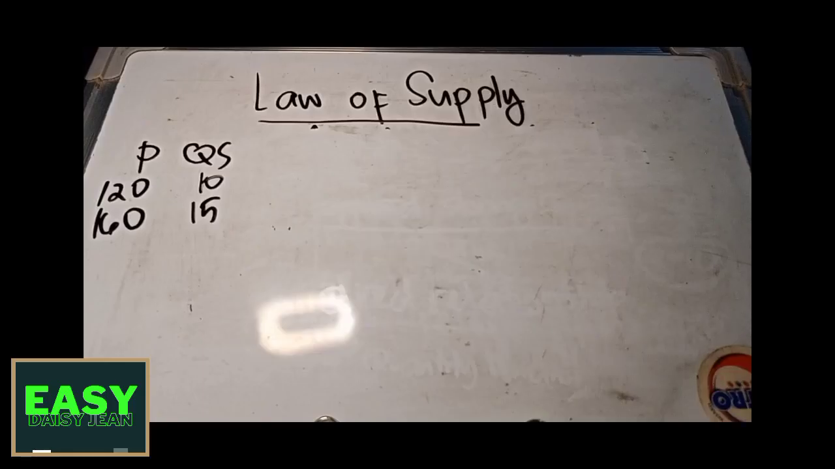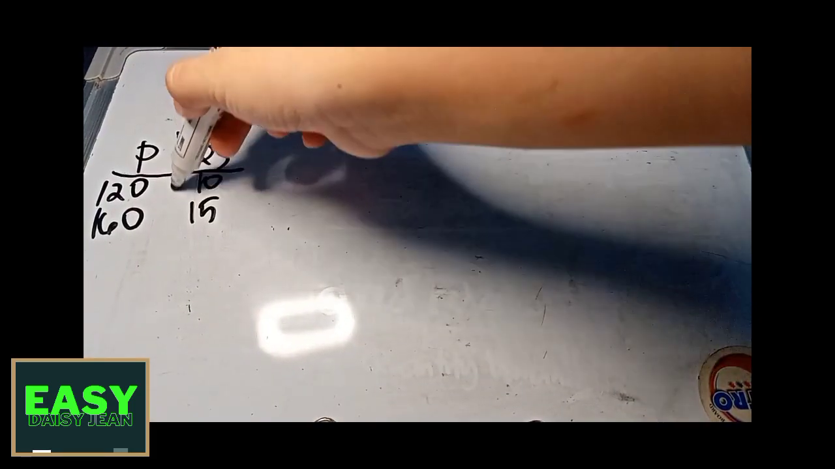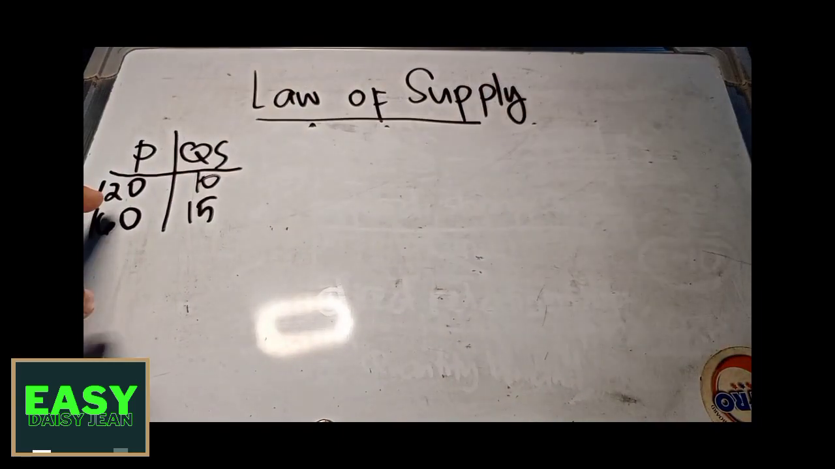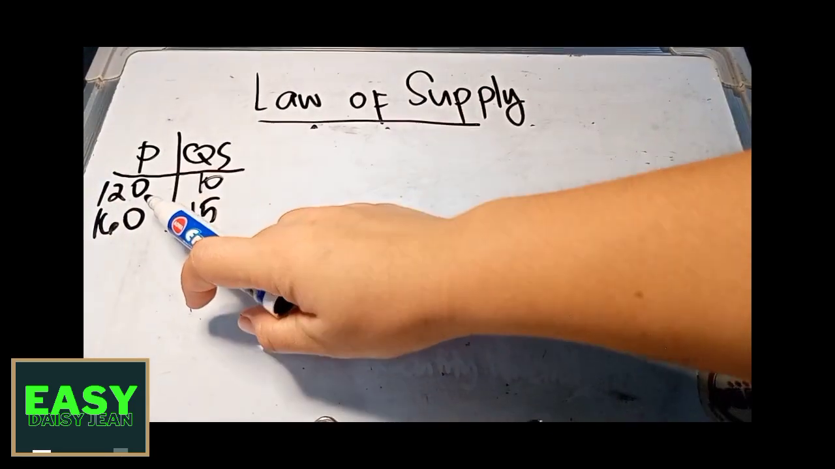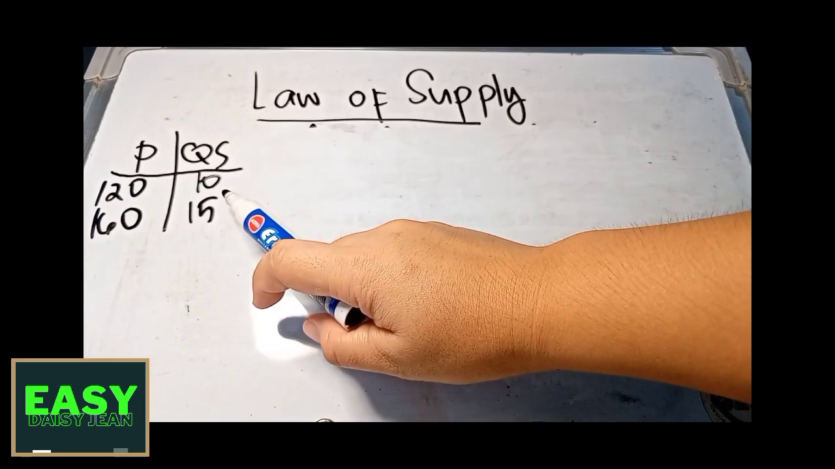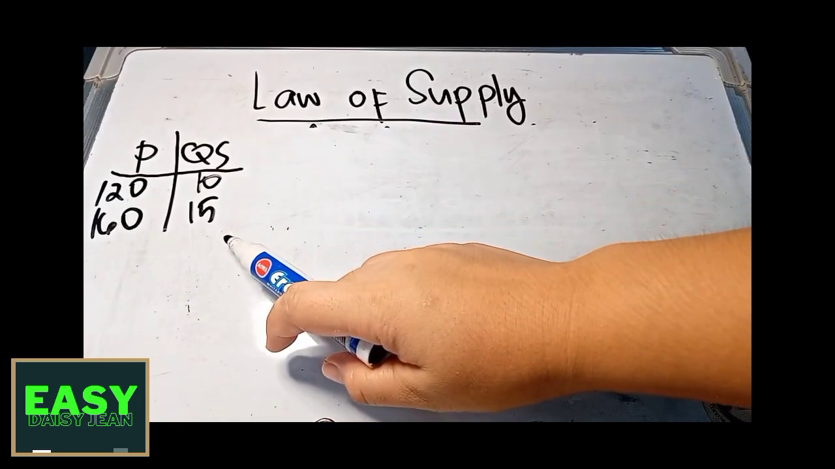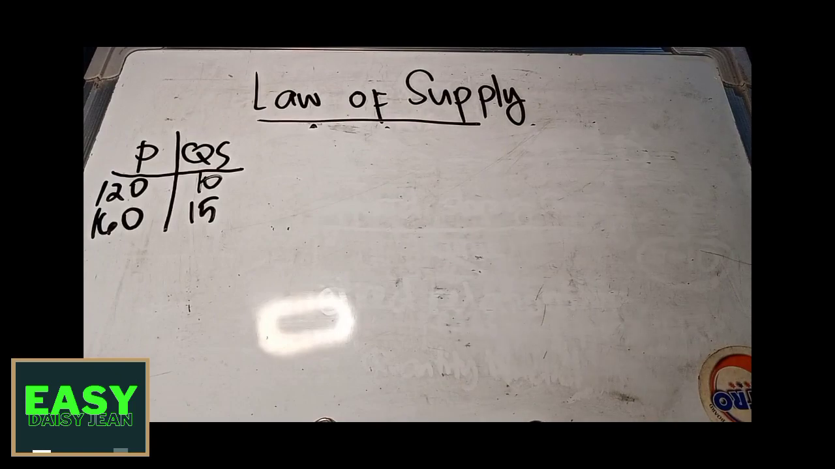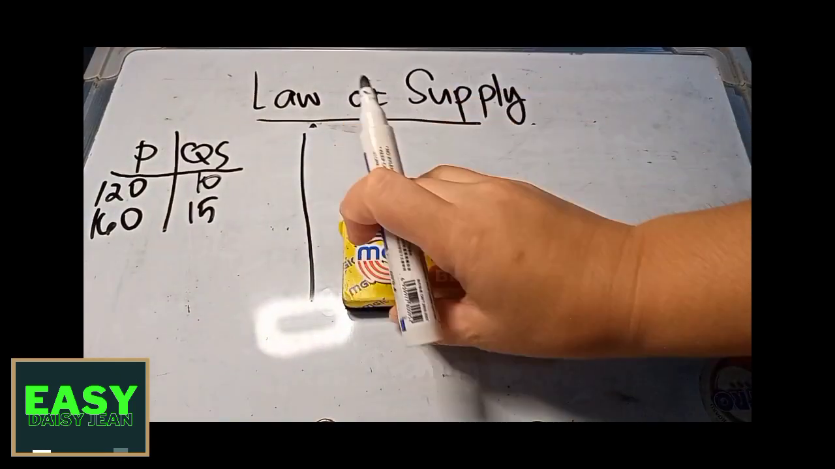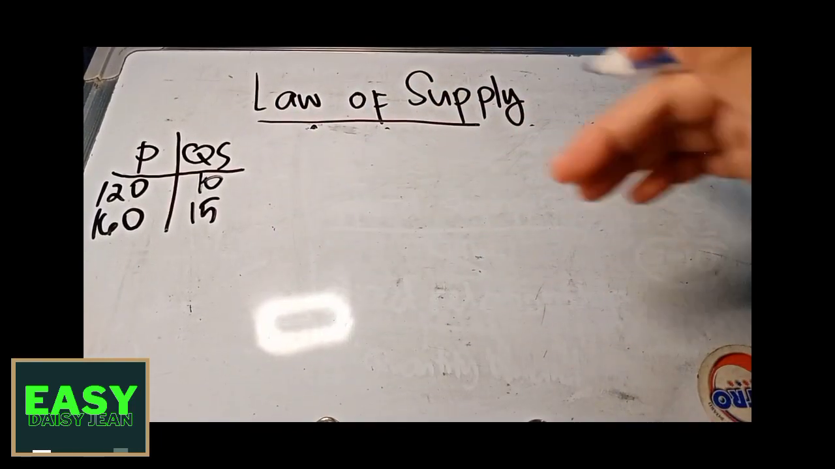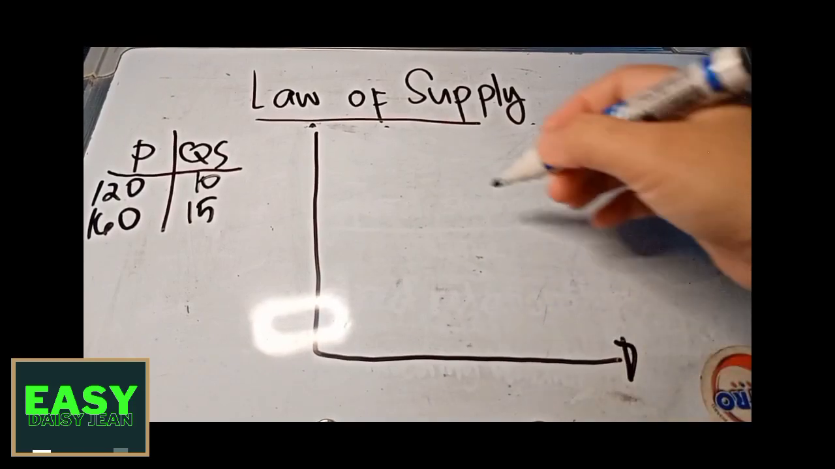Alright, so let us make use of this given: the price and the quantity supplied. When the price is 120, the quantity supplied is 10. But when the price is 160, the quantity supplied is 15. The same is true with what happened in the demand. You are to create the graph of this given.